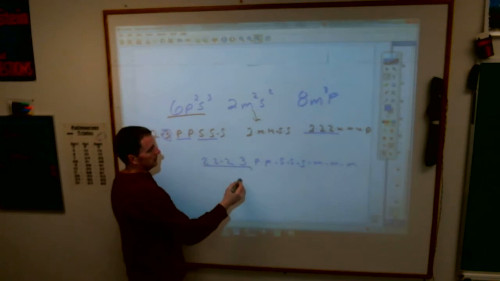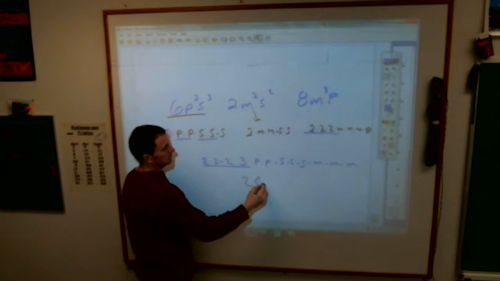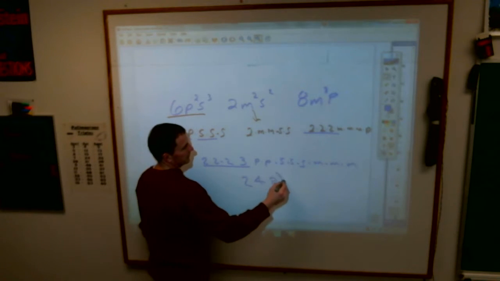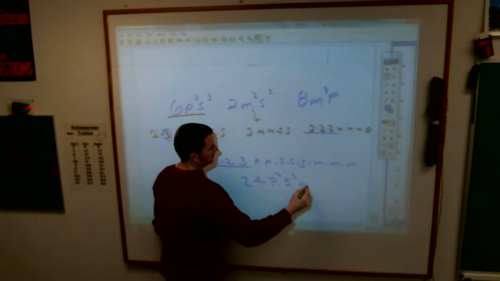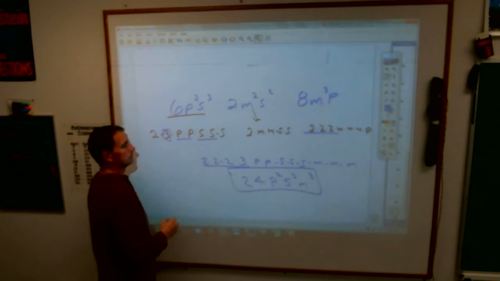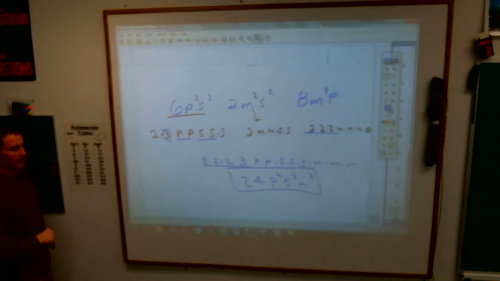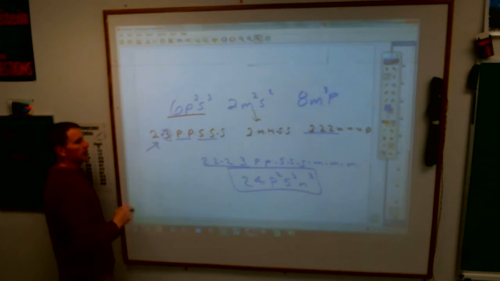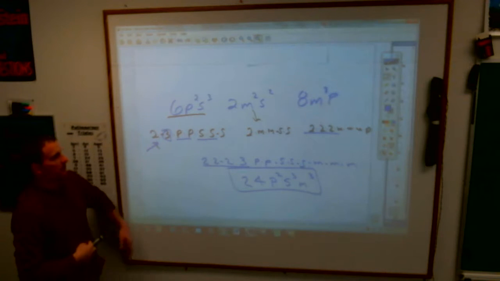Remultiplying, you get 24 p squared s cubed m cubed. Do I think you have to do this? No, but it may help you understand it.